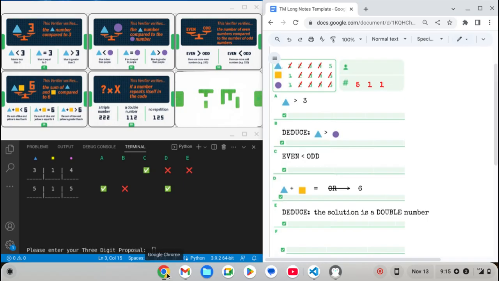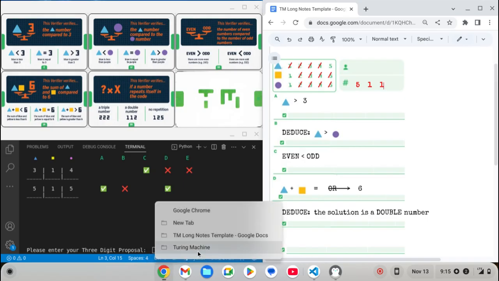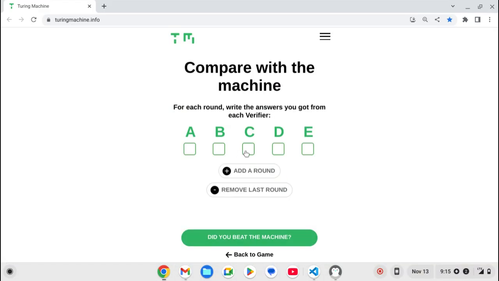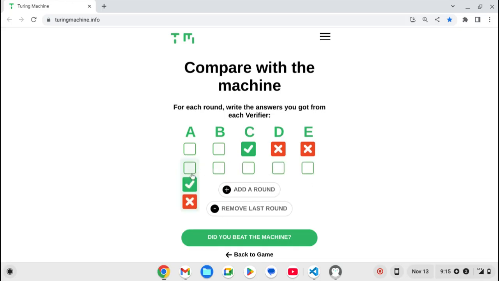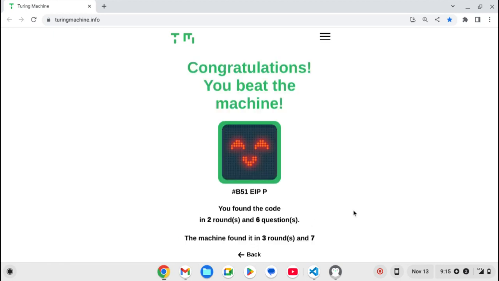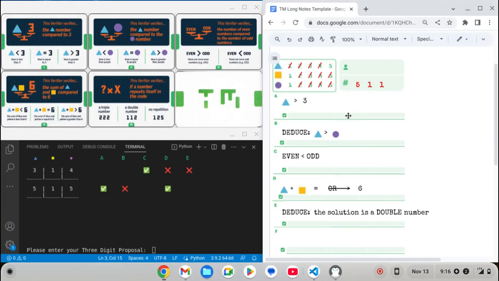And again, C, D, E in the first round. So C was correct, D and E were both incorrect. In the second round we did A, which I believe was correct, B was incorrect, and D was correct. That was our equal 6. So, wow, okay, fantastic. So we still beat the Turing machine by 1 question. Awesome.